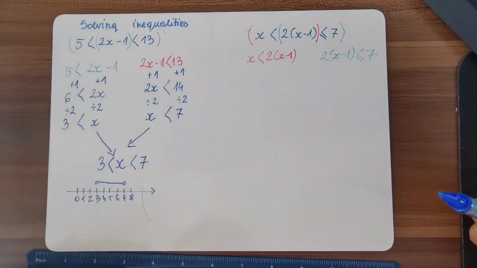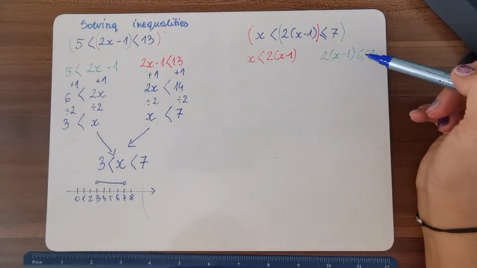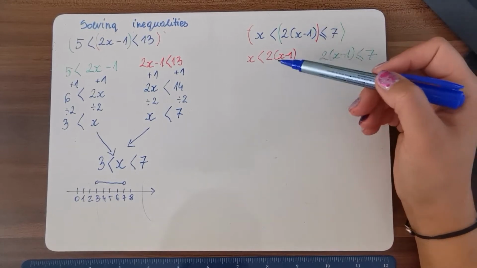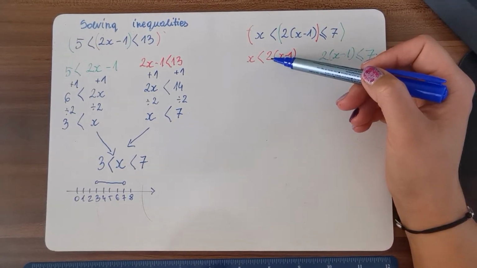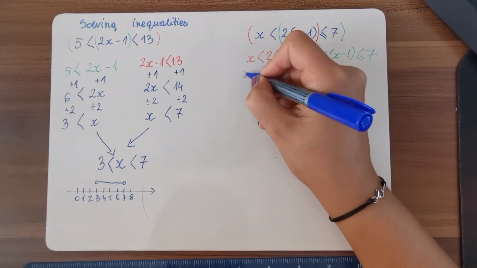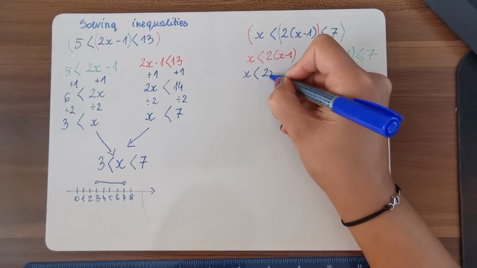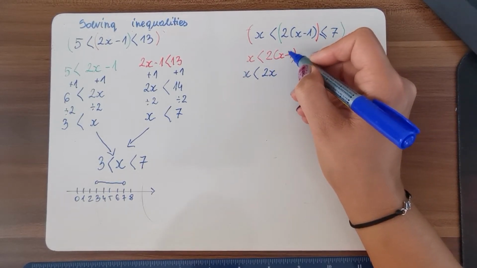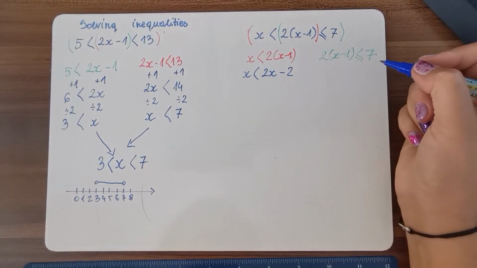And again, we are solving this like a normal inequality. So the first thing, we have a bracket here, so we will have to expand the bracket. To expand the bracket, we need to multiply every term in our bracket by the term outside the bracket. So we will get x must be smaller than 2 times x is equal to 2x. 2 times negative 1, remember about the sign here, 2 times negative 1 will give us negative 2.